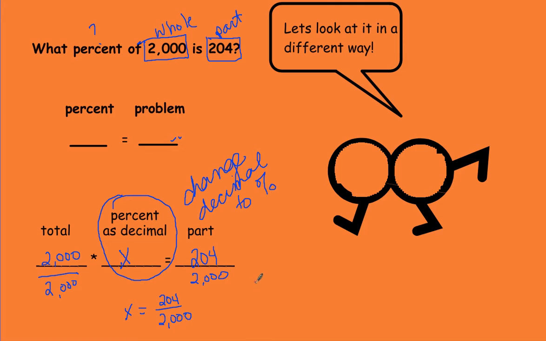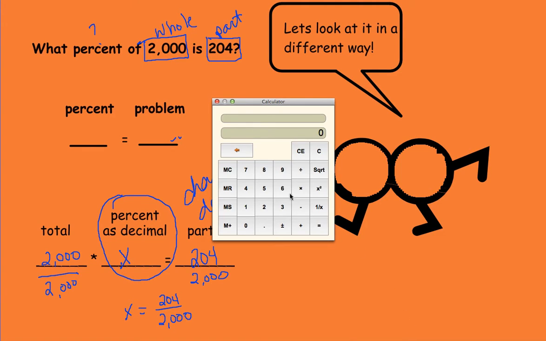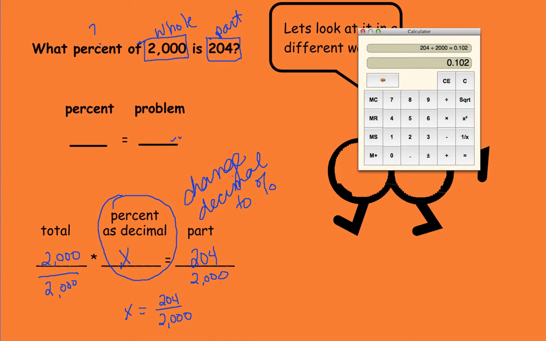And remember, we do that by multiplying by 100, which also means we just move the decimal 2 places to the right. So here we can use our calculator and do 204 divided by 2,000. And we get 0 and 102 thousandths. So I know x equals, so I know I have to move it 2 places to the right, so x equals 10 and 2/10%.